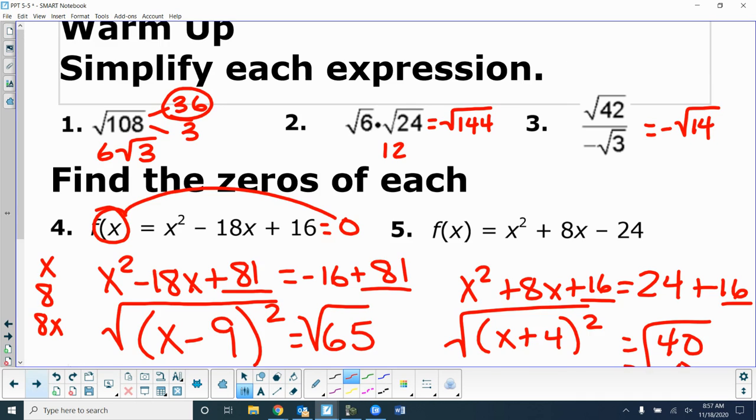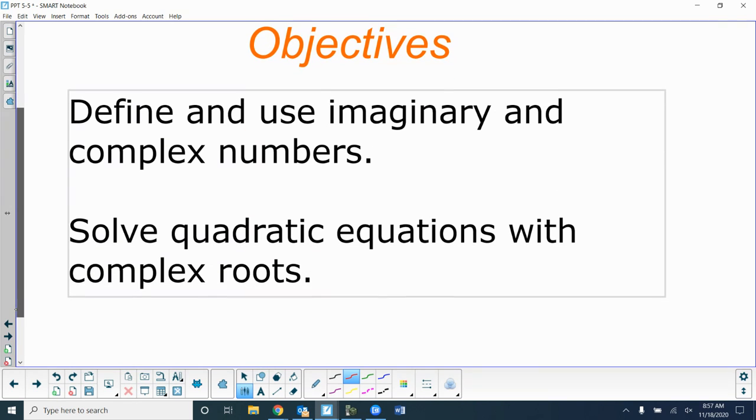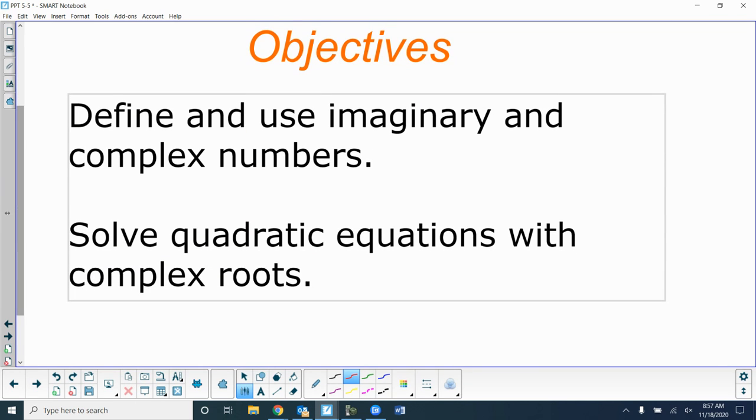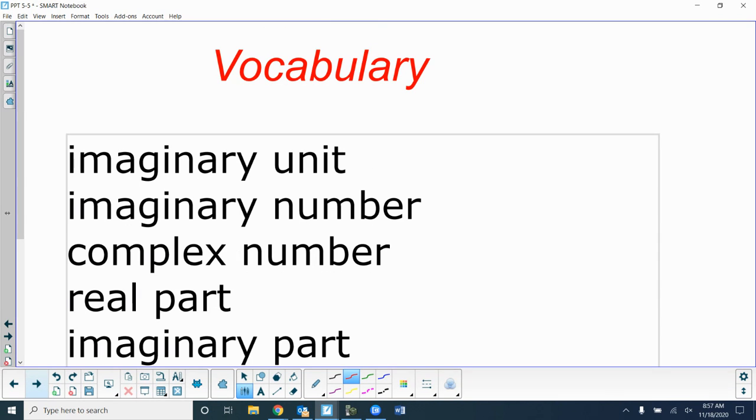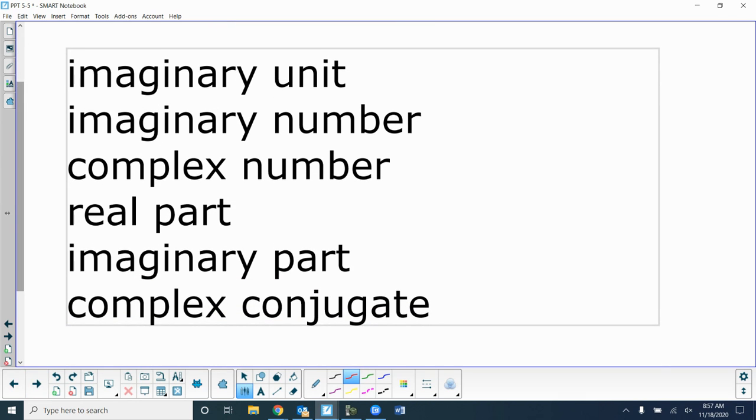All right, today we're working with complex roots, non-real numbers. Roots, remember, are like zeros. We're going to use imaginary numbers today. Then we're going to solve more quadratic equations, but they're going to have complex roots. So you're going to learn the imaginary unit today: imaginary number, complex number, real part, imaginary part, complex conjugate. We'll do the complex conjugate tomorrow.